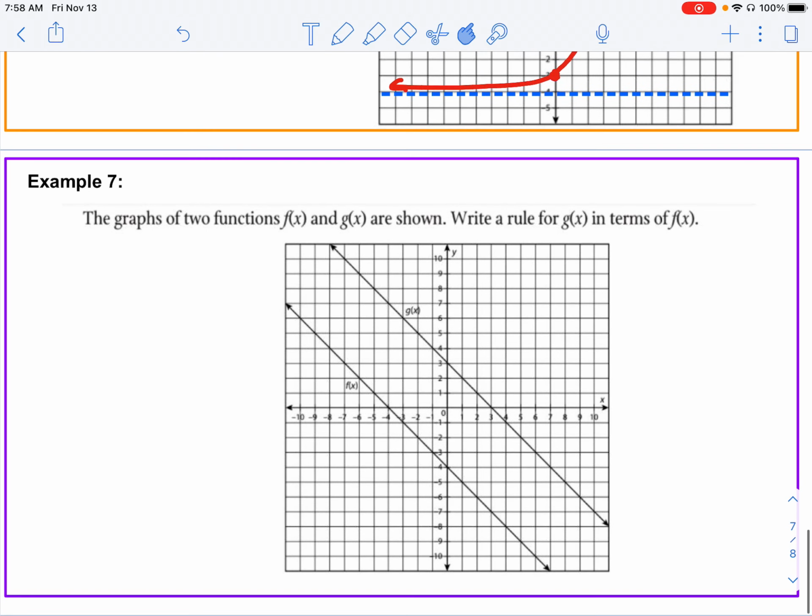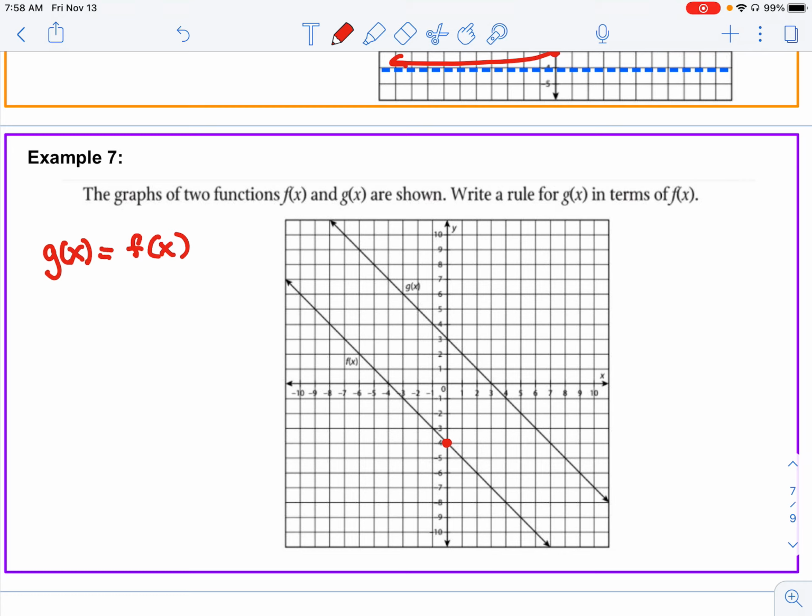All right, looking at example 7, it says the graphs of two functions f of x and g of x are shown. Write a rule for g of x in terms of f of x. So that means we want to figure out an equation, a rule for g of x in terms of f of x. So starting with f of x, how do I get to g of x? Well, an easy way to do this would just be to look at the intercepts here. So we have to figure out, is this going to be plus something, minus something? We're going to have to fill in this blank.